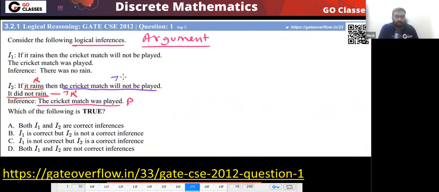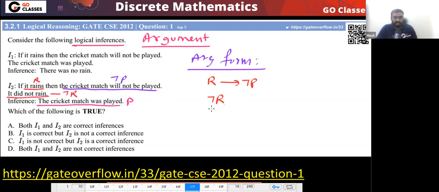So what is the argument form you got? You got that if it rains, R implies negation P. If it rains, then the cricket match will not be played. R implies negation P. Now, it did not rain, it means negation R. And finally, the cricket match was played, so this is your P. This is your conclusion. Your conclusion is P.